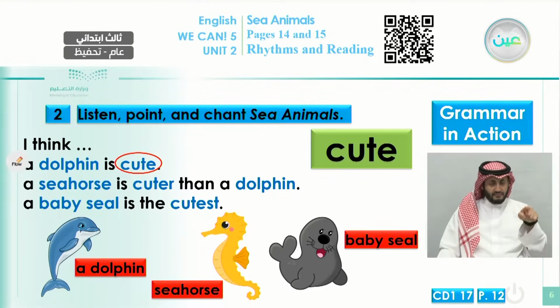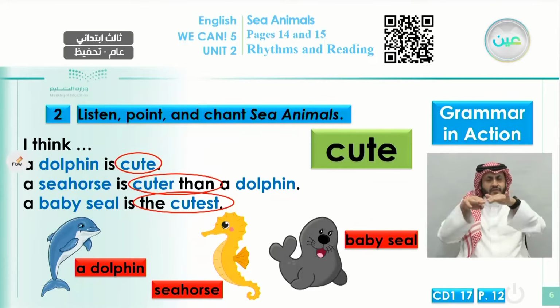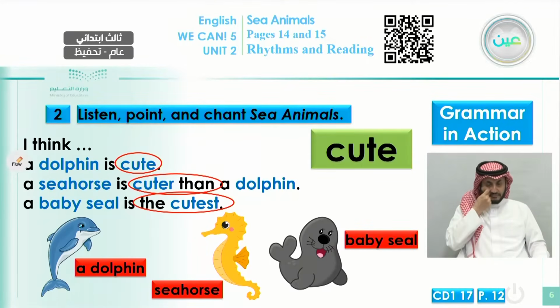If you want to make comparison, comparing two things, you say cuter than, and if you have one of the three having the adjective more than the others, you can say the cutest.